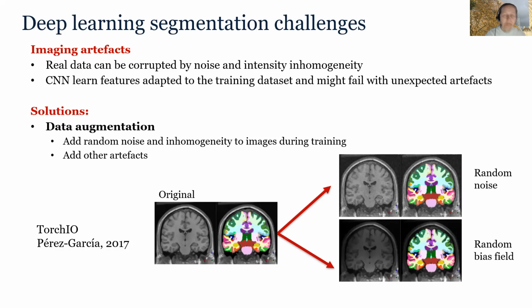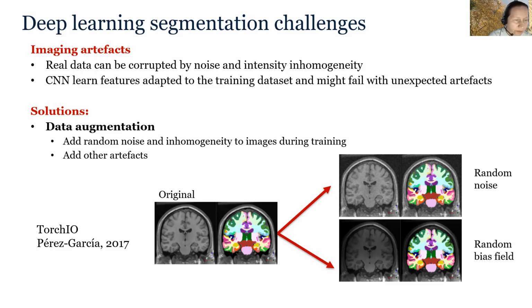Another problem that we have in medical imaging is imaging artifacts. Very often real data can be corrupted by noise and intensity inhomogeneity, or other artifacts. And a CNN generally learns features that are adapted to the training data set. And if there is an artifact that it hasn't seen before, it might fail, or at least perform in a substandard way in the presence of such an artifact.